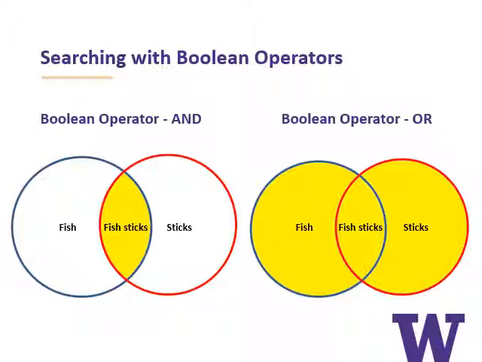Boolean operators can also change the meaning of the words that we search. In this example, our keyword fish can refer to the animal. Our keyword sticks can refer to wood or branches. But by using AND or, we've created a new definition that means breaded food product.